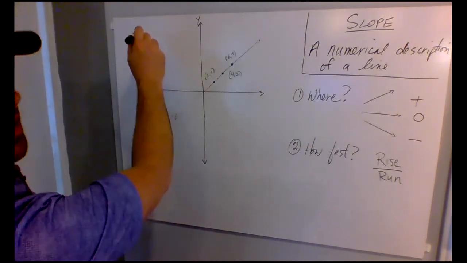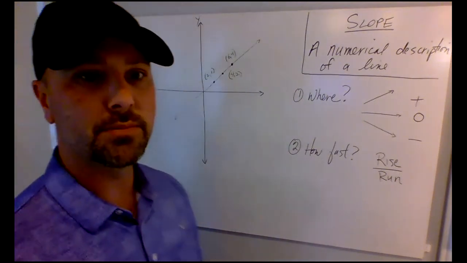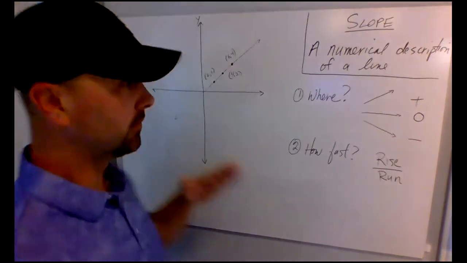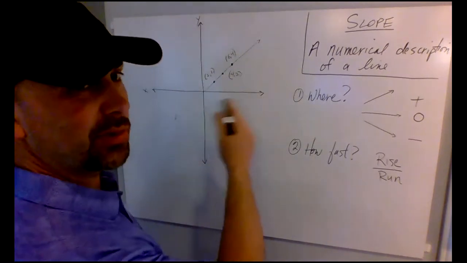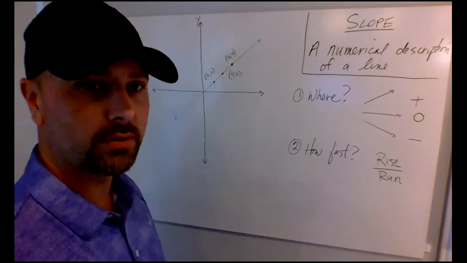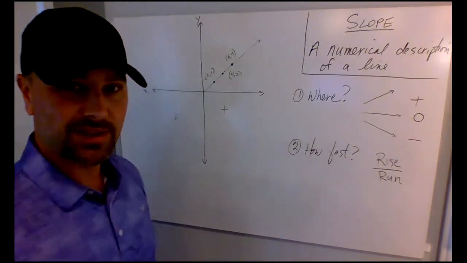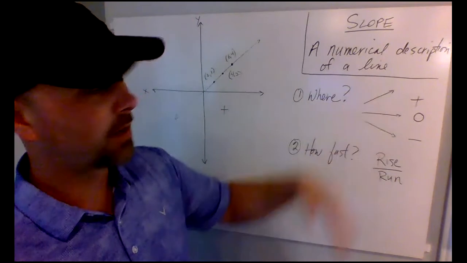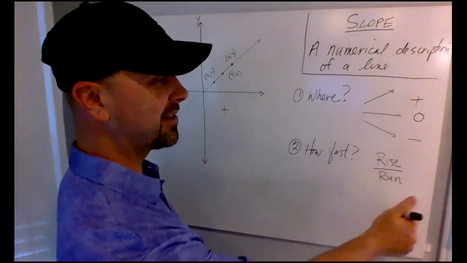Had my line started here, maybe it was going down, okay? So you need to see it from left to right. So this line is increasing. It's going up. So that's my first step. If I want to find the slope of this line, give it a numerical description, I need to see that it's increasing. So my slope is going to be a positive number, plus. Okay? The second part of describing the line is telling how fast it's moving.